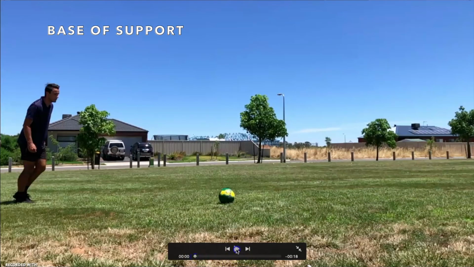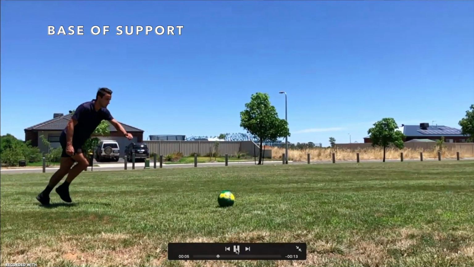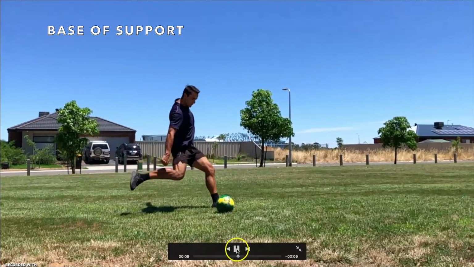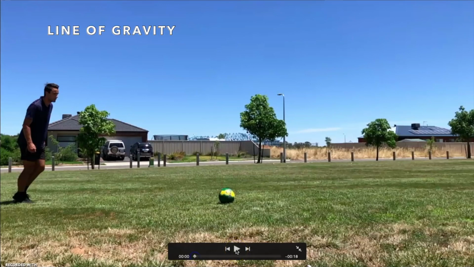Next we have our base of support, and as we know, this is the point at which any part of our body is touching the ground. So as I'm running, I've got one foot on the ground each time. As I'm striking the ball, I've got one planted leg, and this leg is actually off the ground. So you'd say my base of support is very small because it's just the size of my foot. Now the reason I'm not falling over is because of inertia and my body working together to kick this ball with power.